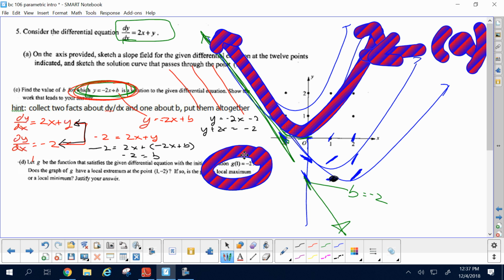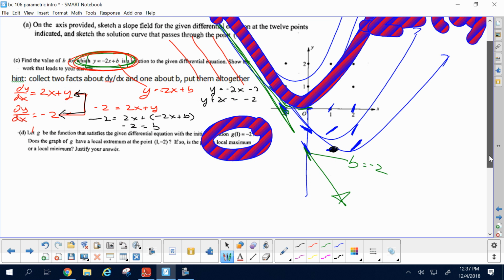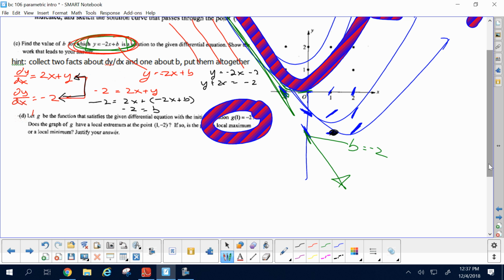Differential equation to the graph. Does the graph of g have a local extreme at the point (1, -2)? If so, is it a local min or max? This, by far, is the question. Do you do the first derivative test or the second derivative test?